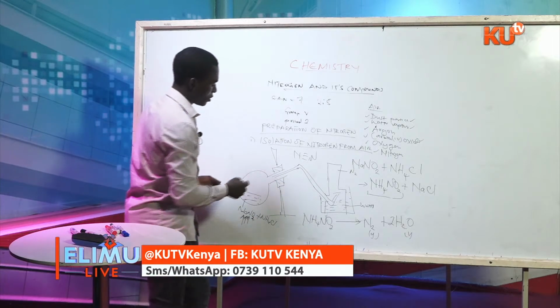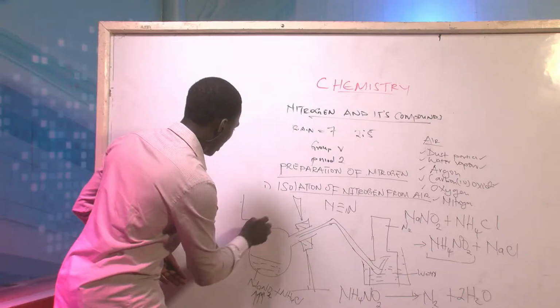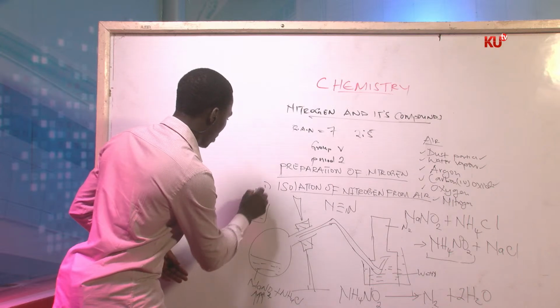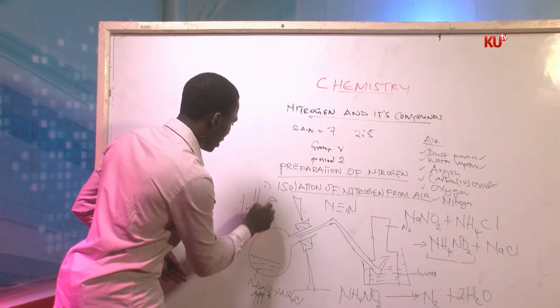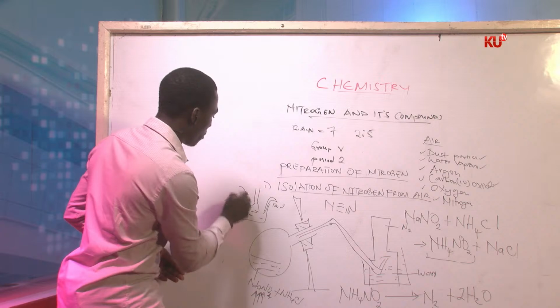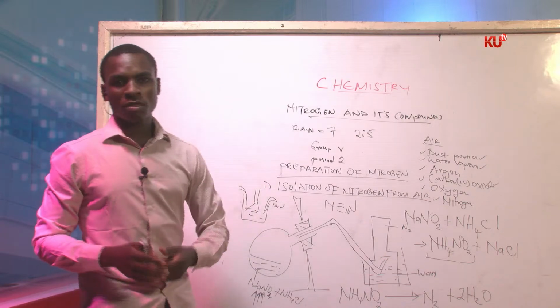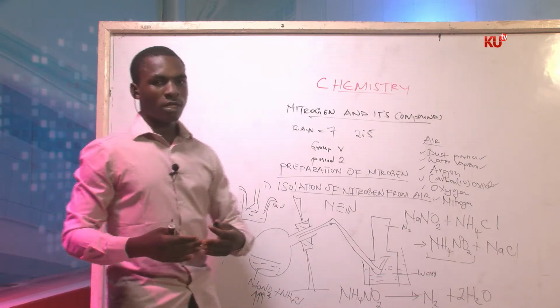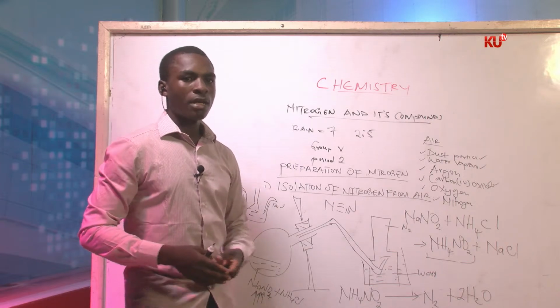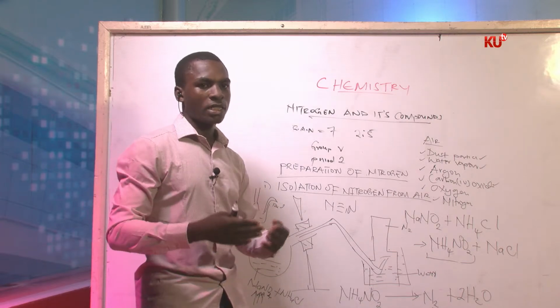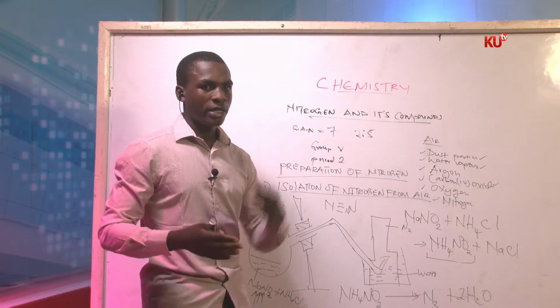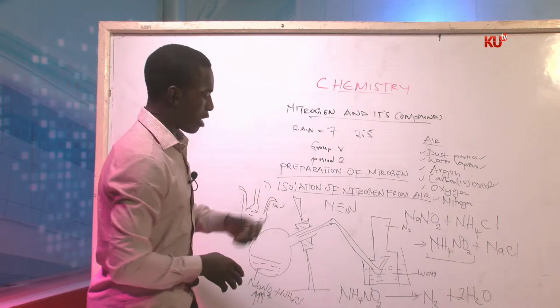That means they can also show you nitrogen gas being bubbled into water. And then we have a red litmus paper, and you can have a blue litmus paper here. And they ask you for the observation. Now, they are testing if you know that nitrogen gas is neutral, meaning the red litmus paper will remain red, and the blue litmus paper will remain blue.